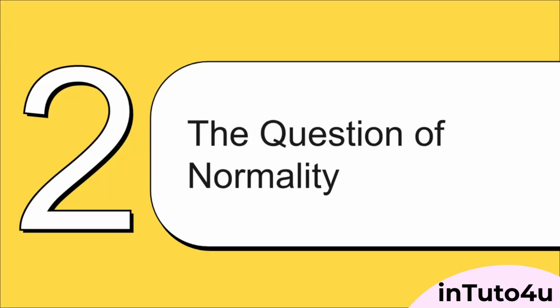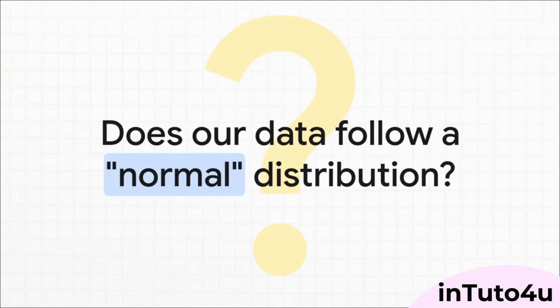All right, so the boxplot gives us a fantastic general summary. But sometimes we need to ask a more specific and, frankly, a very important statistical question. We can see the center and the spread, that's great, but does our data follow that classic bell curve shape, what's known as a normal distribution?